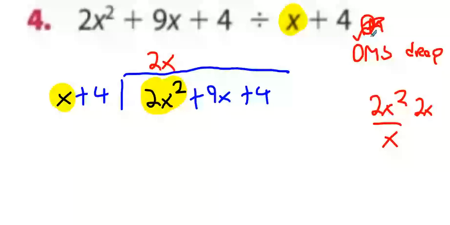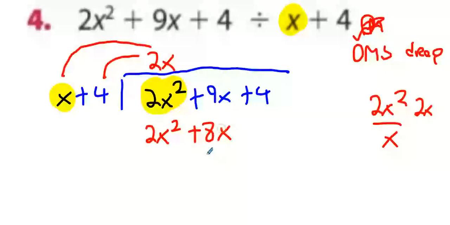What's the next thing I'm going to do? Multiply. Multiply the 2x by what's down here. So what happens? 2x times x. 2x multiplied by 4. 8x.